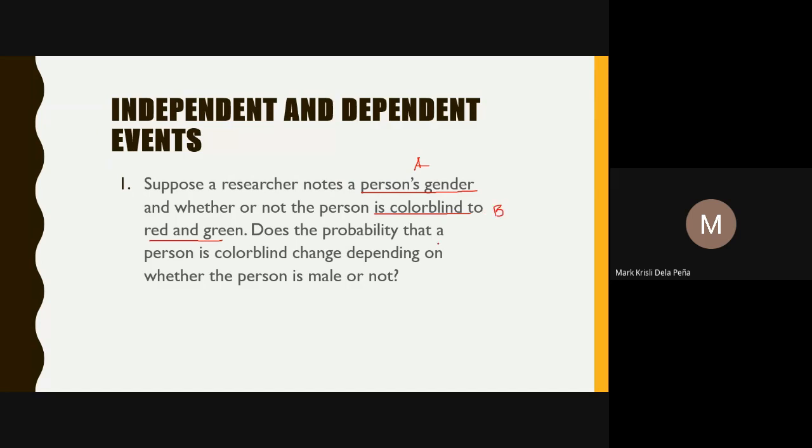Now, actually, the answer here is that the probability that the person is colorblind is dependent on the gender. That is because, according to study, only male individuals have the possibility to be colorblind. Females are not colorblind. In fact, females can identify colors more than males can.